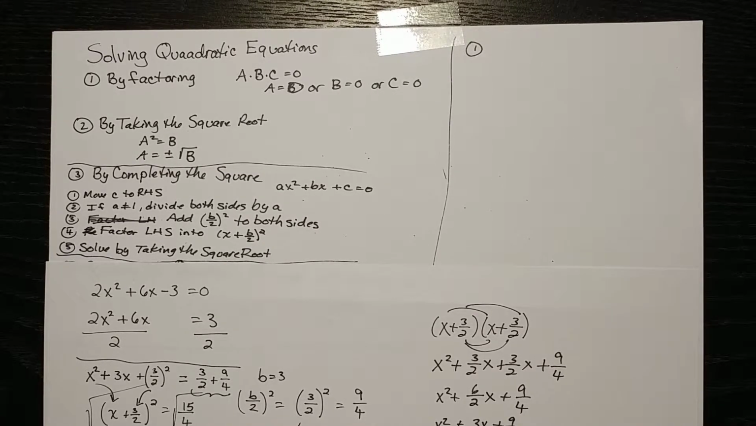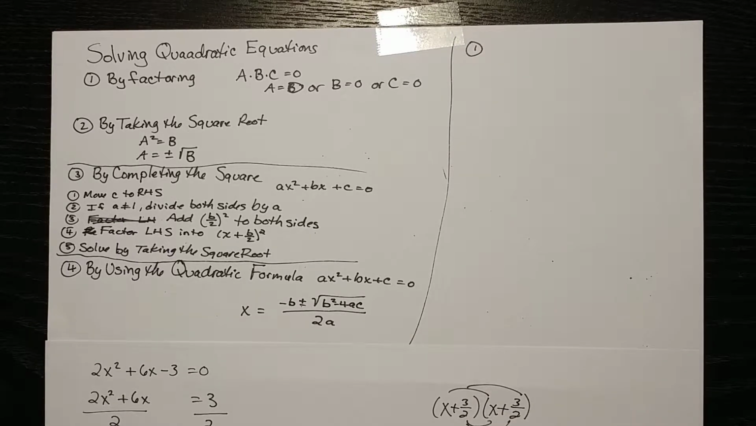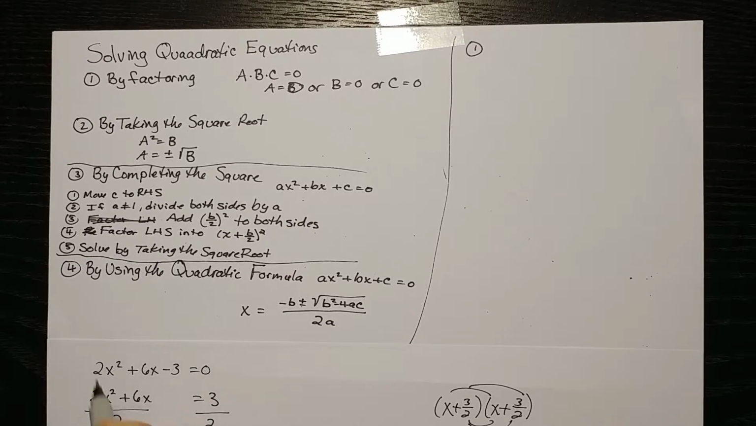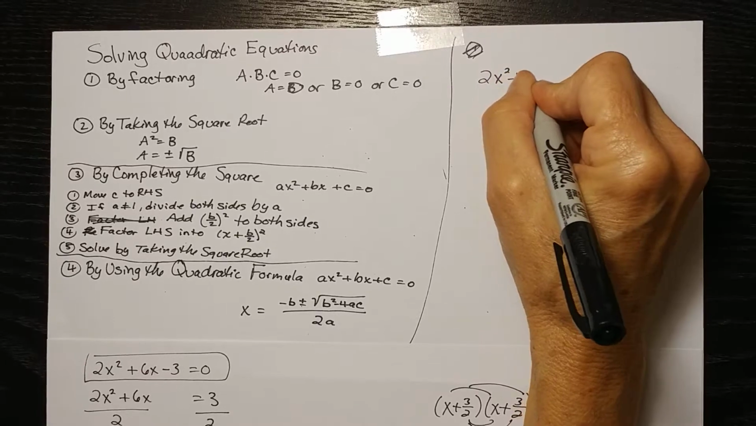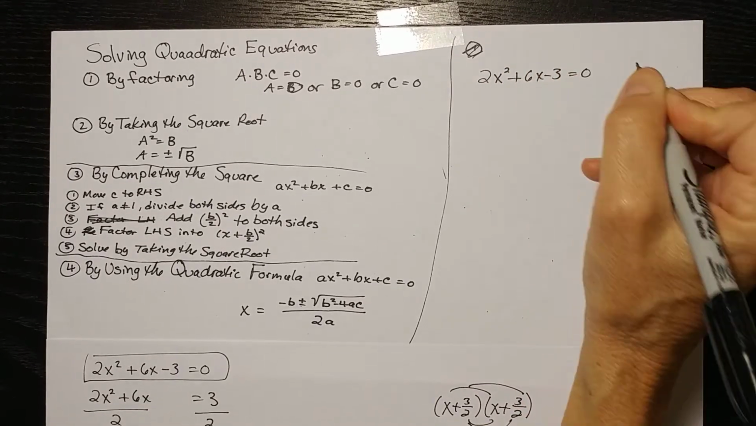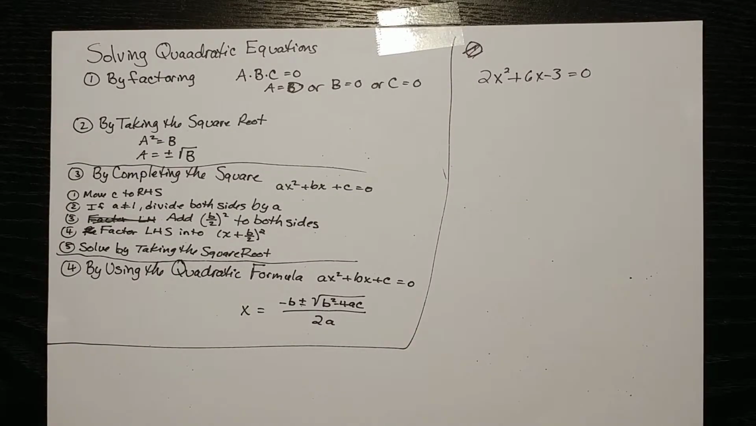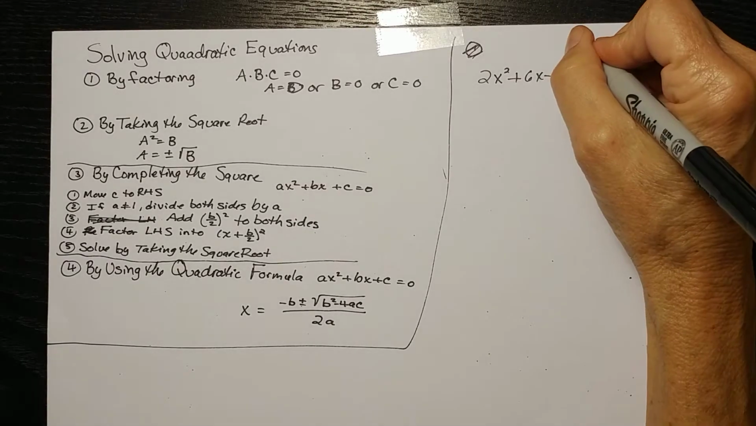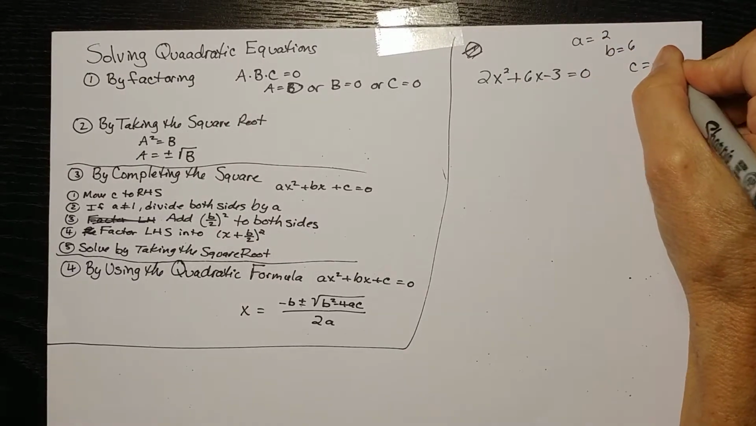All right, we're going to do one more. We're going to solve this using the quadratic equation, which is this formula. x is equal to negative b plus or minus the square root of b squared minus 4ac all over 2a. I'm going to solve this same equation and check my work using the quadratic formula. So we've got 2x squared plus 6x minus 3 equals 0. It is very important that you have a 0 on the right-hand side before you begin this process, because otherwise you're choosing the wrong a, b, and c. So a is equal to 2, b is equal to 6, c is equal to negative 3.